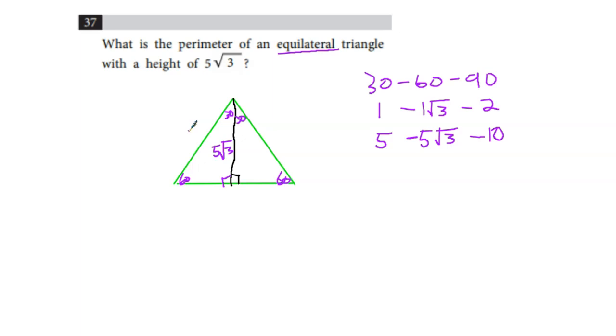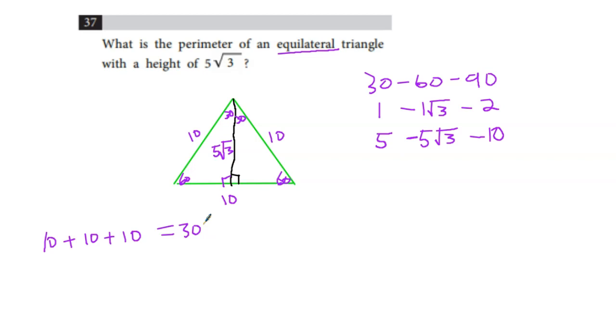So you realize that here is going to be the 90, here is going to be 10, and here is going to be 10, and obviously here is going to be 10, and then you can see that the perimeter is just going to be 10 plus 10 plus 10, which is going to be 30.